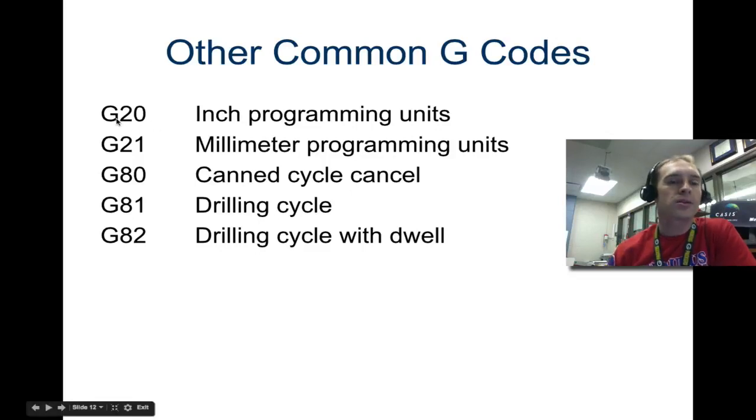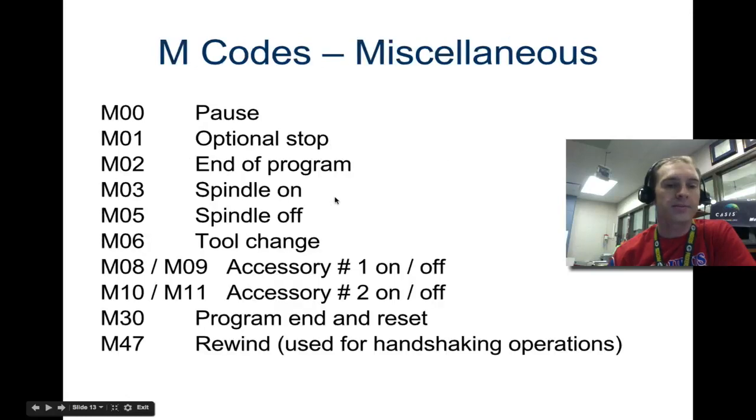Some other common G codes. Looking at your reference sheet, you'll always need to put in a G20 so that it knows you're going in inches and not in millimeters. Really important. Otherwise, your design is going to be tiny. G80, 81, and 82 are canceling the cycle, setting up a drilling cycle, and a drilling cycle with dwell. We never end up using the G80, 81, and 82. You don't even need to note these, but just maybe review these before the end of the year final.